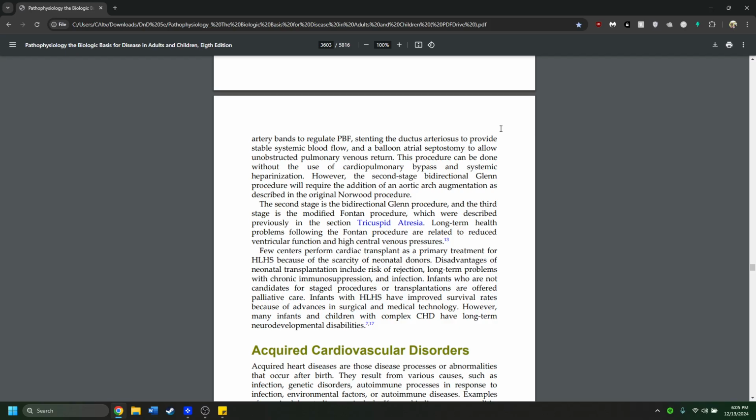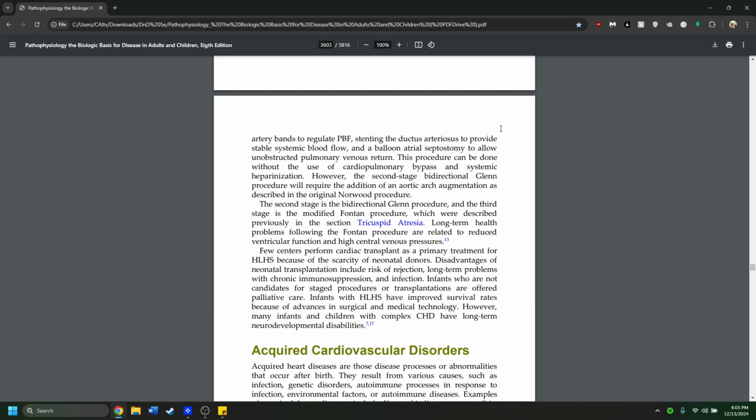the original Norwood procedure. The second stage is the bidirectional Glenn procedure, and the third stage is the modified Fontan procedure, which were described previously in the section regarding tricuspid atresia. Long-term health problems following the Fontan procedure are related to reduced ventricular function and high central venous pressures.